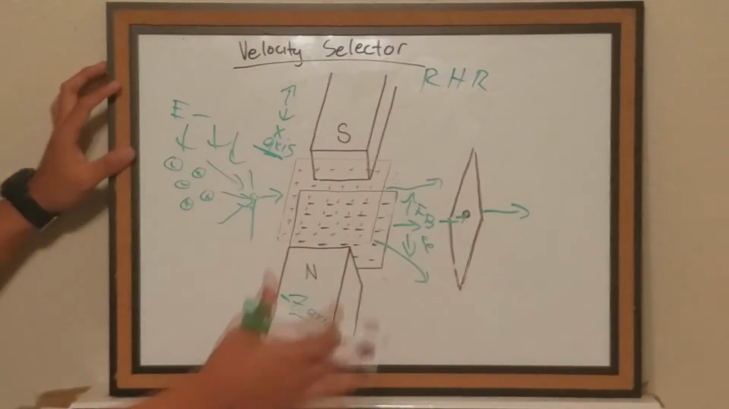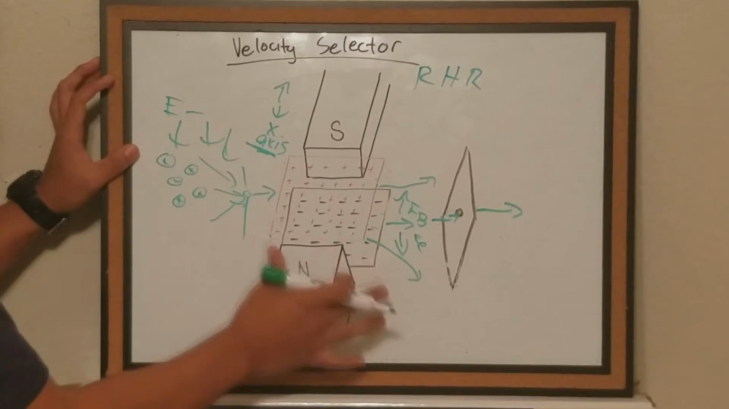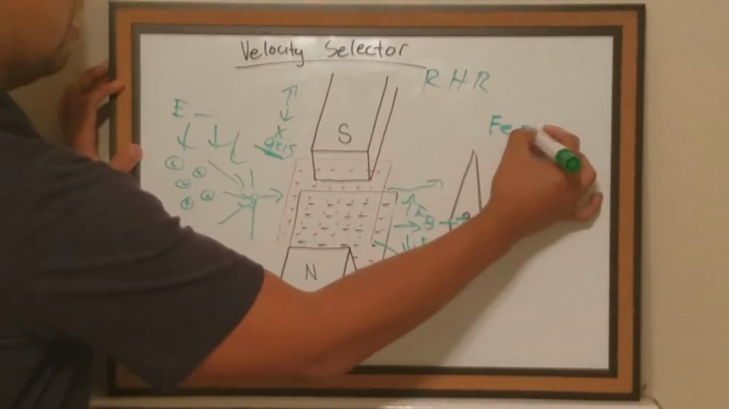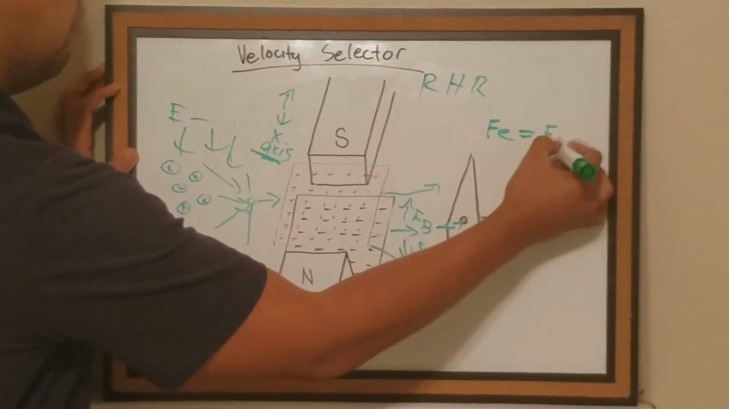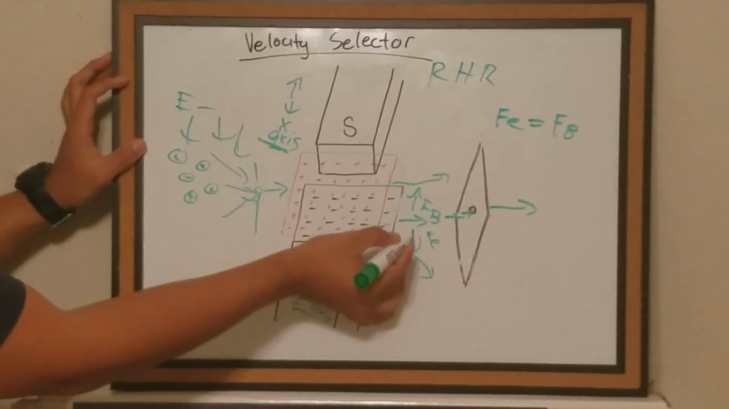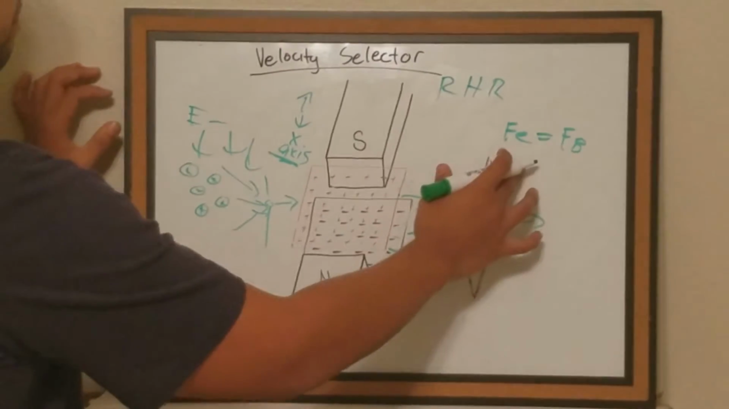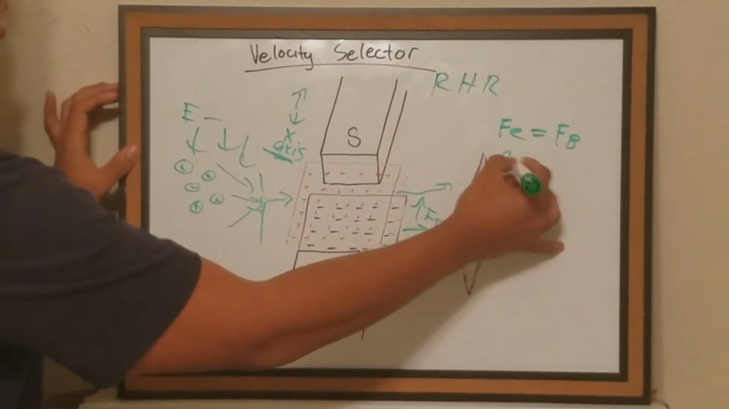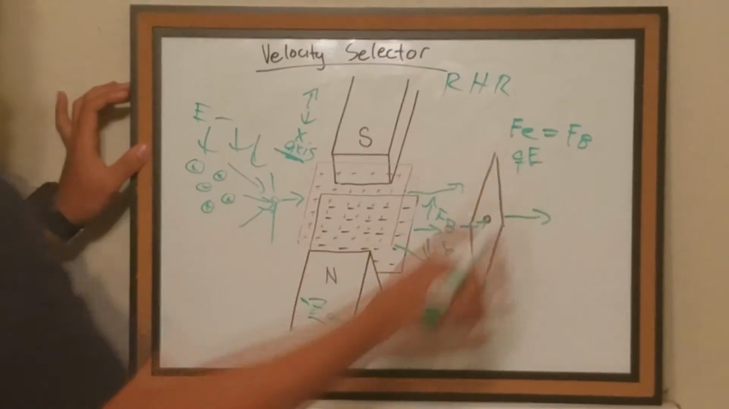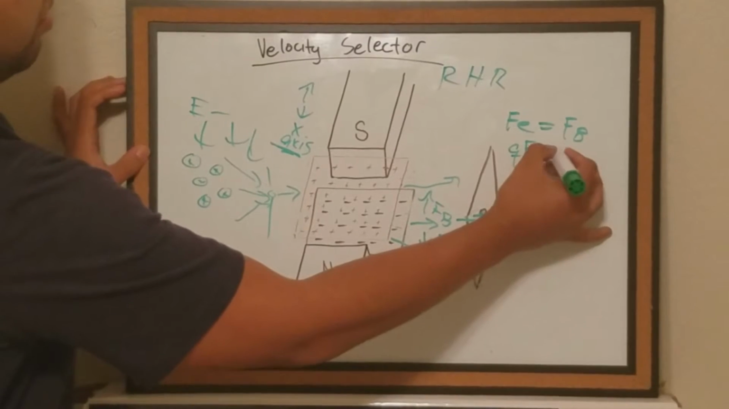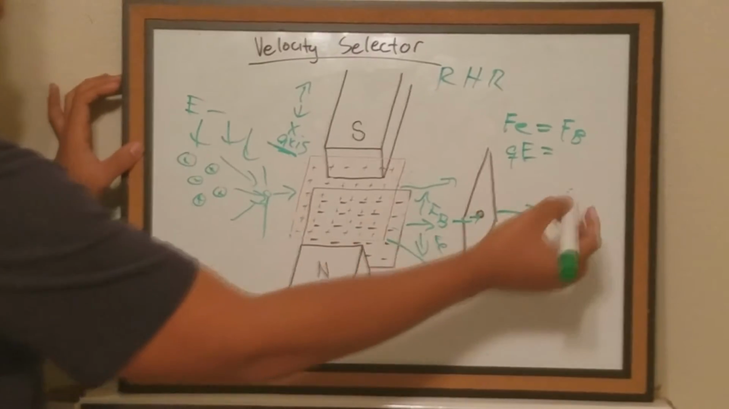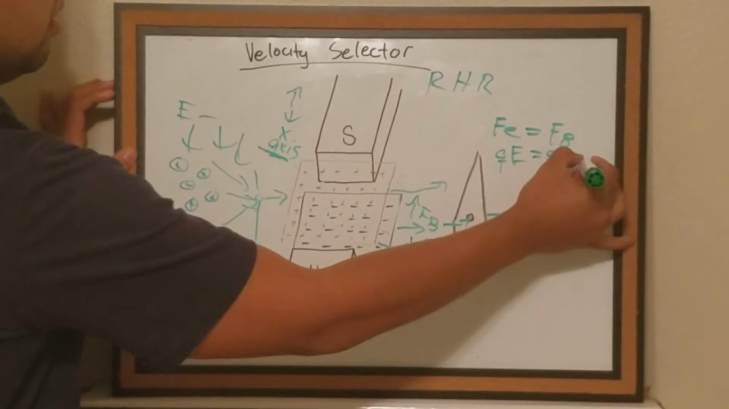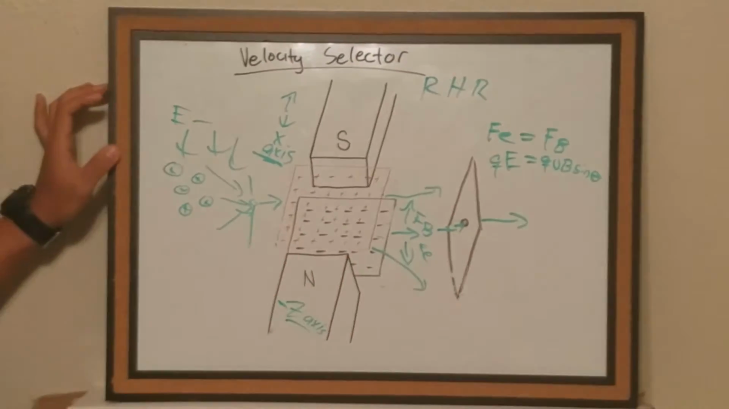Okay, now this mass spectrometer is set up so that the electric force, Fe, is equal to the magnetic force, Fb. But as you can see, they're in opposite directions. Now, Fe is equal to the charge times the electric field, QE. Hence, this is equal to the magnetic force, which would be Q, V, B, sine theta.